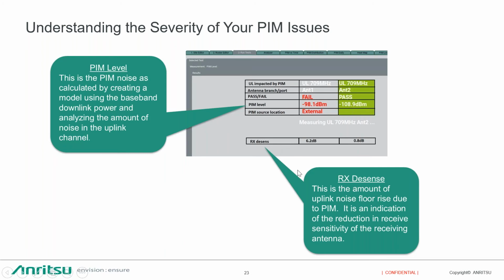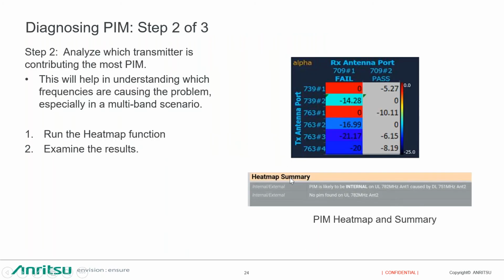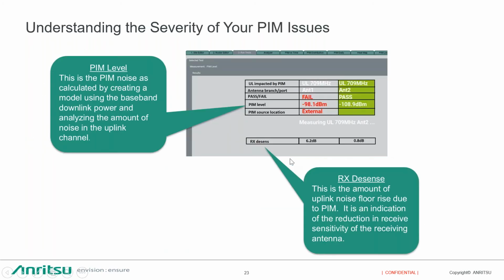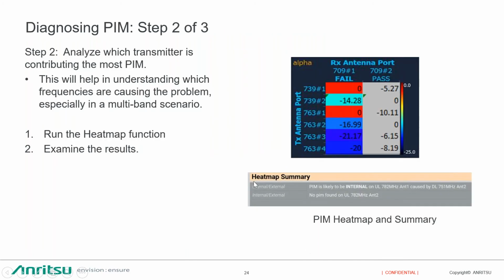So in the uplink, how much is my antenna desensitized according to noise floor rise that's due to PIM? So it's a pretty useful number when you get down to looking at KPIs at the next level, seeing how much desensitization you've experienced according to PIM. So you run the PIM analysis, you get these initial questions answered, and then you can take it to step 2, which is analyzing which transmitter is contributing the most PIM.